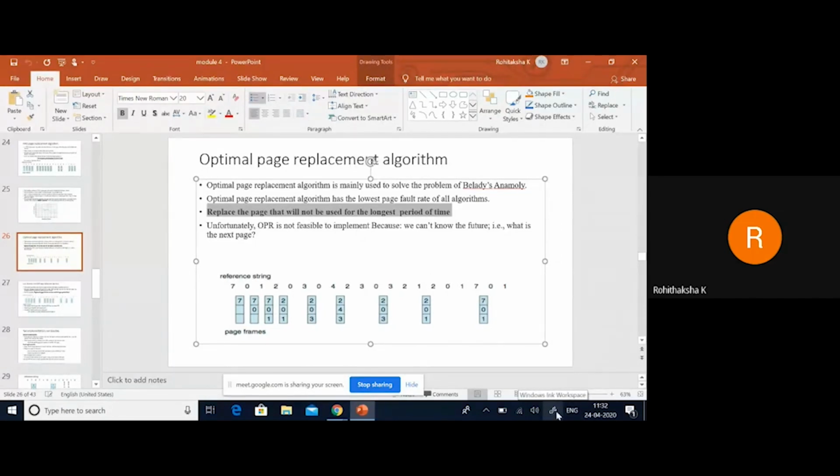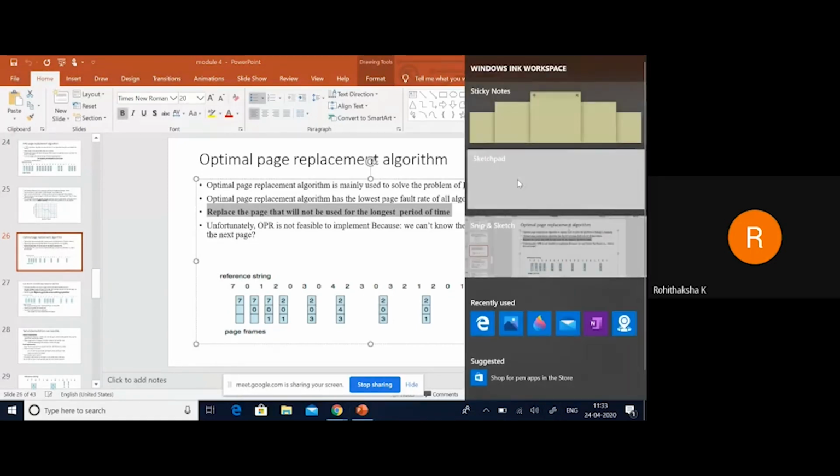Let us work out this particular optimal replacement algorithm. Make sure you see which one we have to replace. Please understand this line: replace the page that will not be used for the longest period of time. Whichever page is not used for the longest period of time, that we have to replace. Let us come to the workspace.